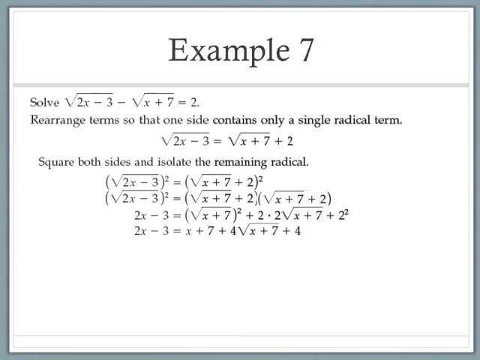Now we want to isolate the remaining radical, right? So we were successful at getting rid of one of the radicals. Now we need to isolate the second one before we square both sides. Now, we can absolutely leave that 4 next to it. It's part of that term. Just that when we square it, we want to make sure we square the 4 and we square the square root of x plus 7.